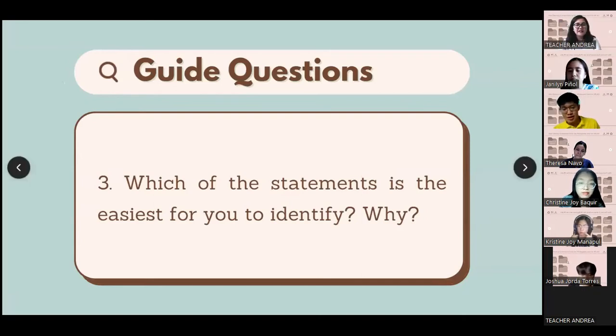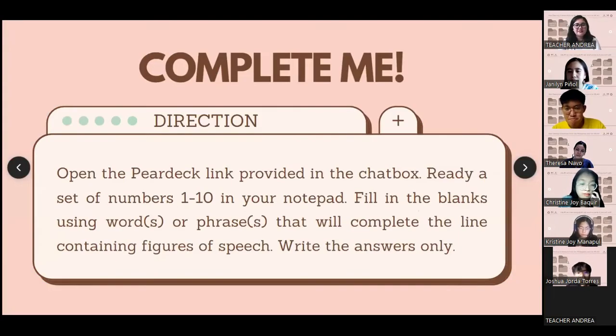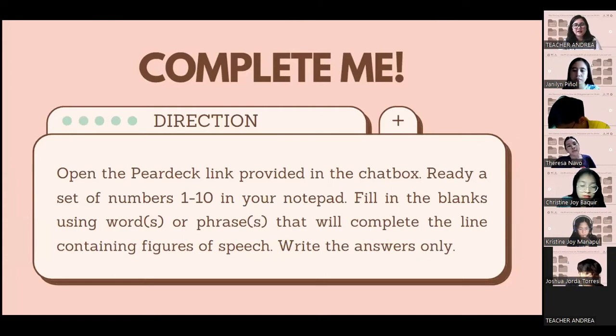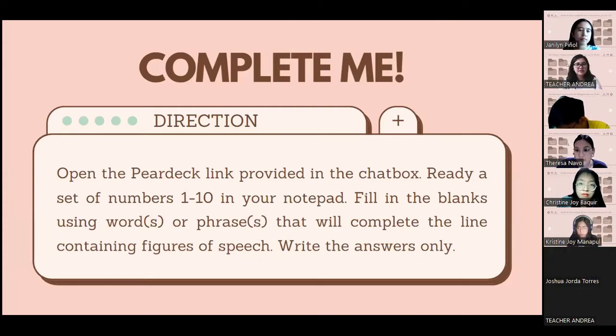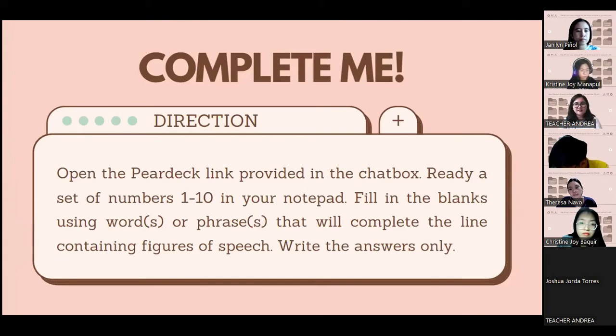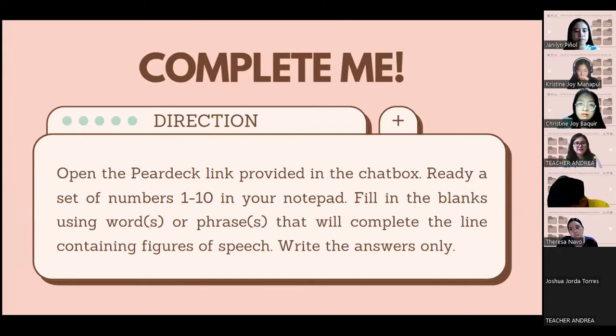But before that, let us have another activity. The activity that we're going to do for this time is entitled Complete Me. I will be sending again a link, a peer deck link, wherein you can type in your answers later. Then kindly raise your hand if you already in the peer deck link. I can see 3 students raising their hand.